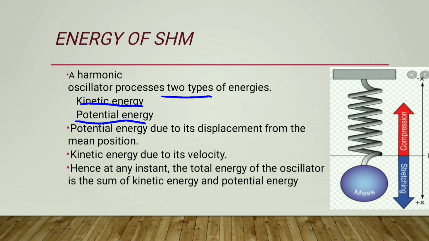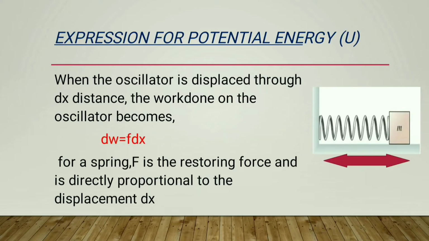Potential energy is due to its displacement from the mean position and kinetic energy is due to its velocity. At any instant, the total energy of the oscillator is the sum of kinetic energy and the potential energy. So, now we are going to derive the equations for kinetic energy and the potential energy. First of all, let's look at the equation for potential energy.